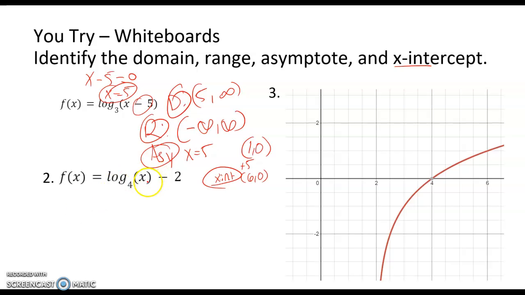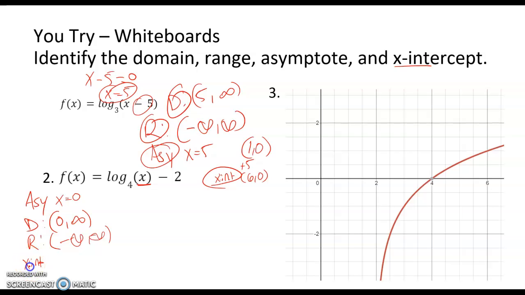So my argument is going to be at 0 when x is 0. That's where my asymptote is. So my asymptote right here is x equals 0. My domain is my asymptote, so 0 to infinity. My range is always the same, negative infinity to positive infinity. And my x-intercept is going to be (1, 0) shifted down 2. But that's not going to give me an x-intercept anymore, right? I'm not shifting it left or right.